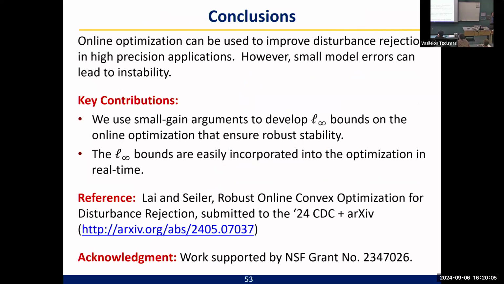So let me just come back to the beginning. This is the slide I showed at the beginning: online optimization can be used to improve performance or disturbance rejection, especially in high precision applications. The point I tried to make is that small model errors can cause you to go unstable. And then the key contribution is to think about how we can come up with conditions that will allow us to still get some performance benefit, but not be so sensitive to model errors. The L infinity norm was useful because then in real time, every time step, we can implement this constraint.